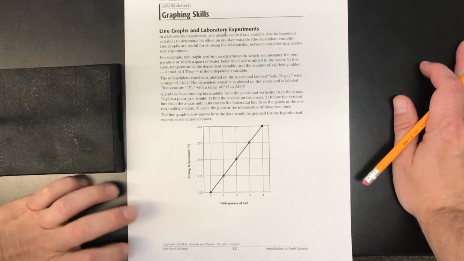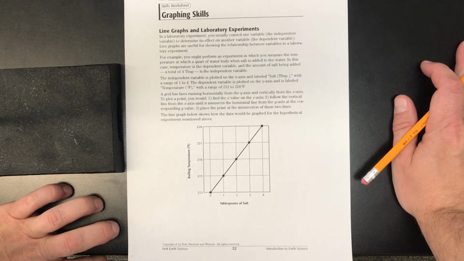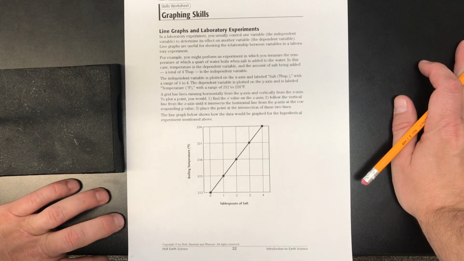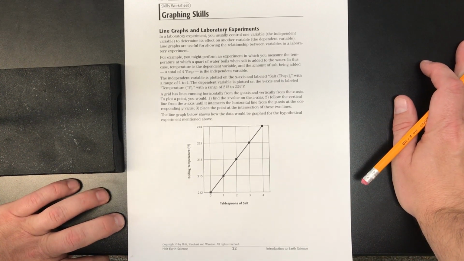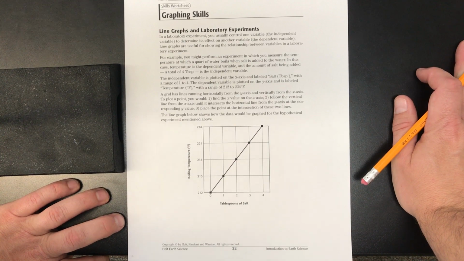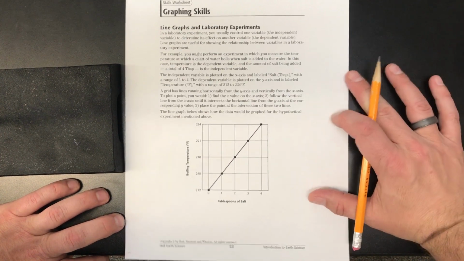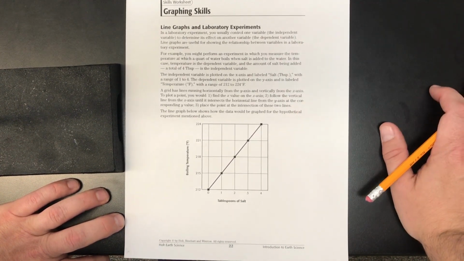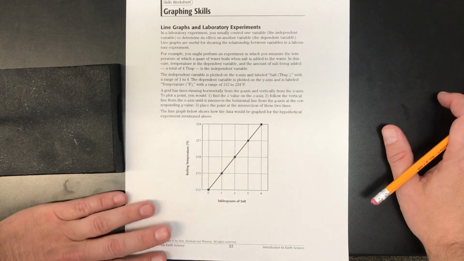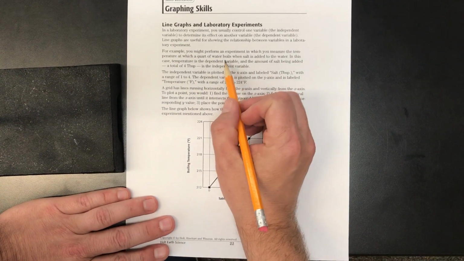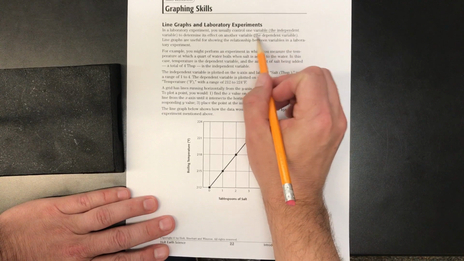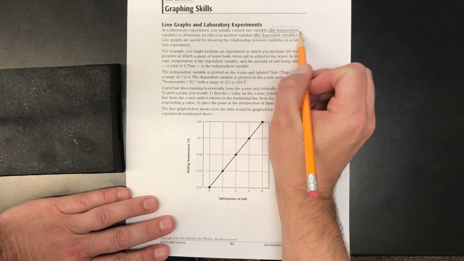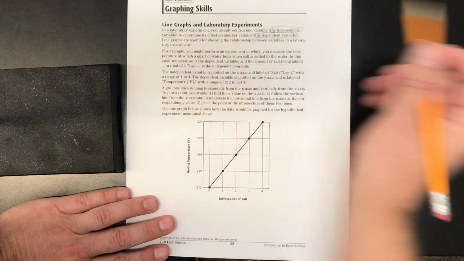Okay, so we are going to practice some graphing skills today. We're going to be doing this throughout the year. Making and interpreting line graphs is what we're looking at, and it presents some information here on line graphs. The thing I want to highlight are the dependent variable and the independent variable.